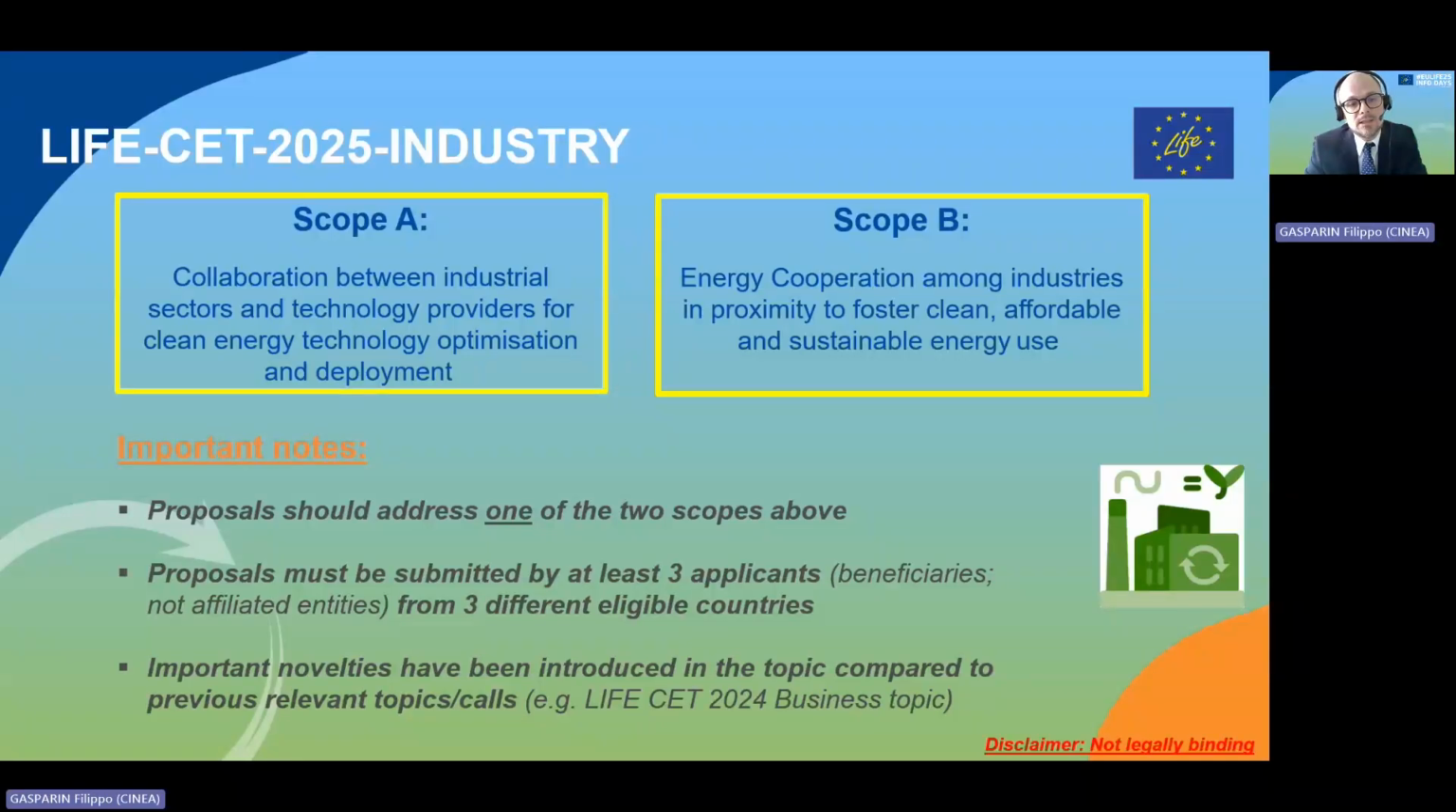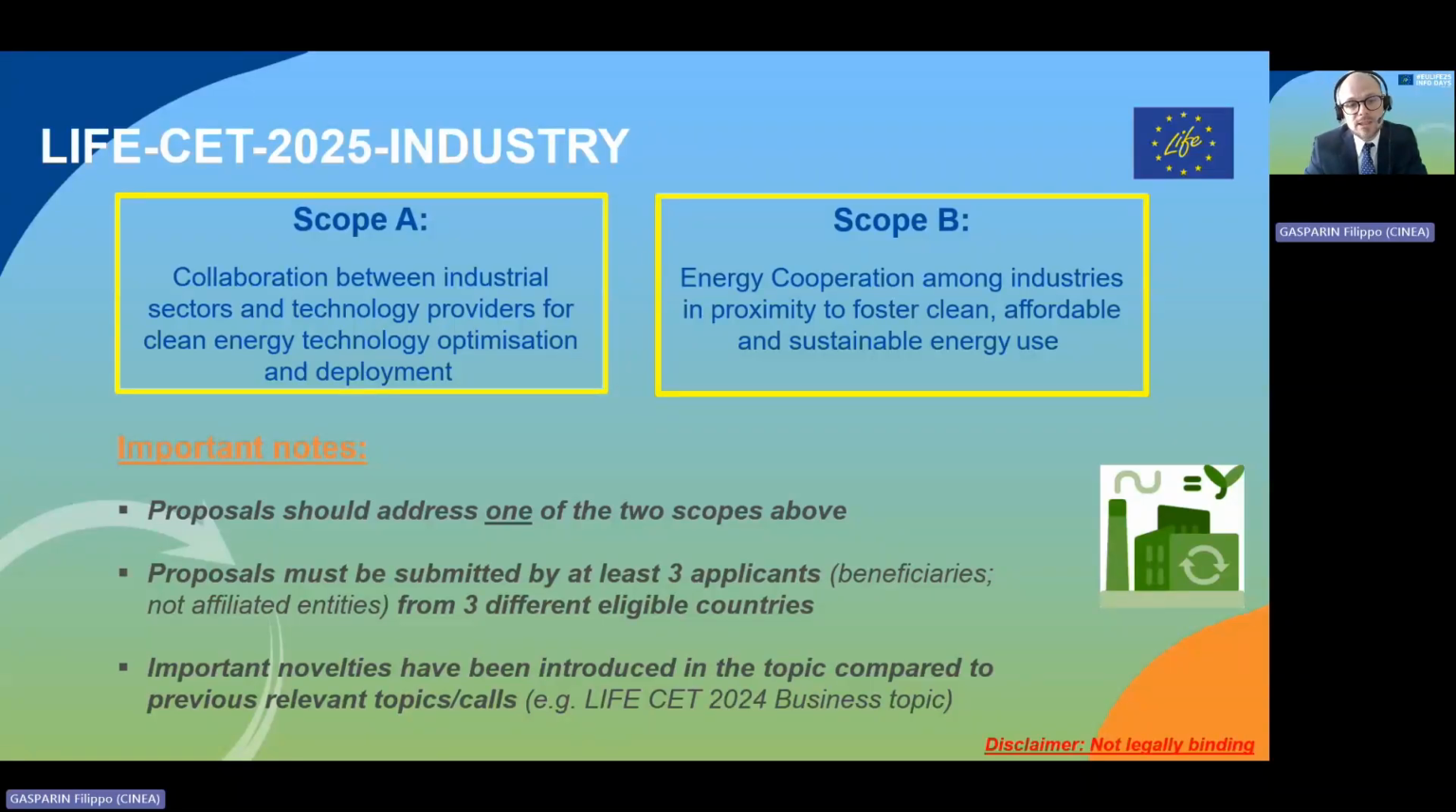Very important here to be aware of is that proposals should address only one of these two scopes, meaning that a proposal that is addressing both scopes at the same time will surely not get an extra point. Quite the contrary. Proposals must gather at least three legal entities from three different eligible countries. And I encourage you to have a look at the call document to see which are those countries, of course, besides the 27 member states.